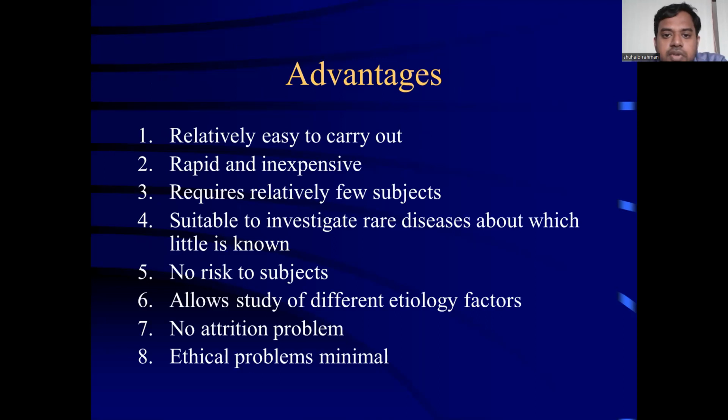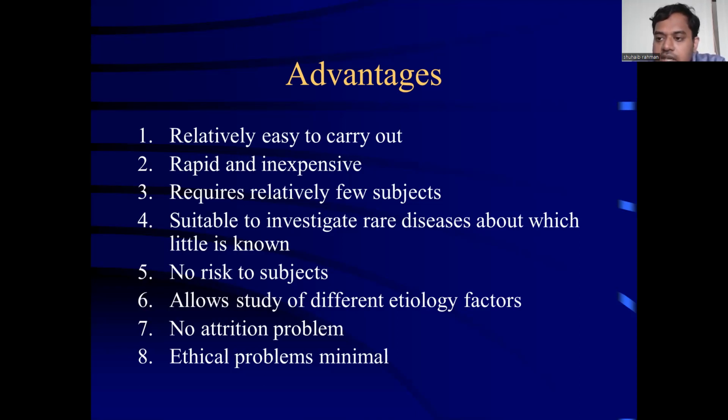Then coming to the advantages of case control studies: relatively easy to carry out. It's rapid and inexpensive. We take the patients initially and we go backward. You just need to have some time, that's all. It requires relatively few subjects and is suitable to investigate rare diseases about which little is known. Because the prevalence is low, it's very difficult to get a lot of people into a cohort study. In a case control study, we just take that particular group of patients and go backwards. And no risk to subjects is very important, because the ethical issues are very few, since they have already been exposed and already got the disease.